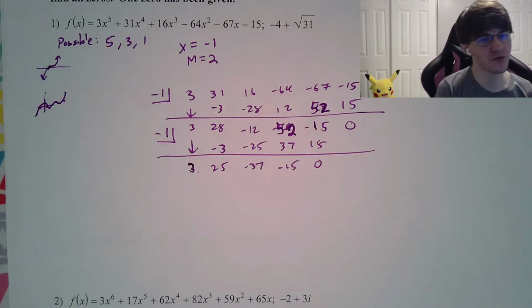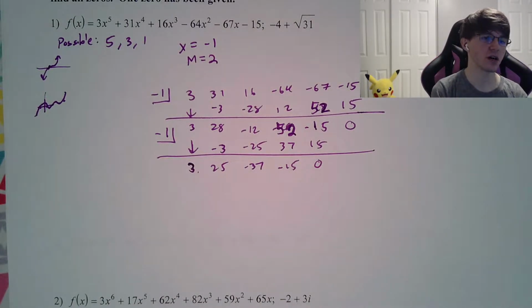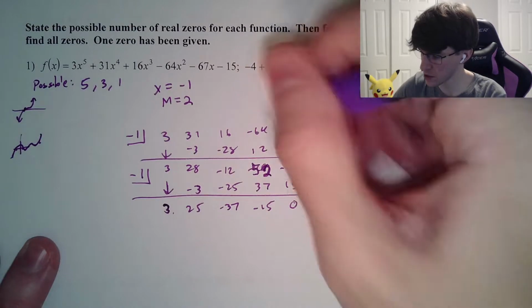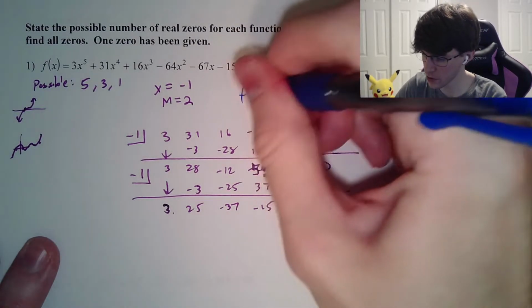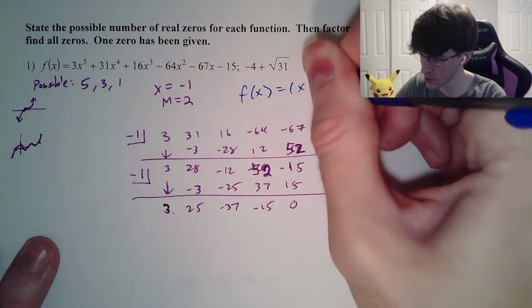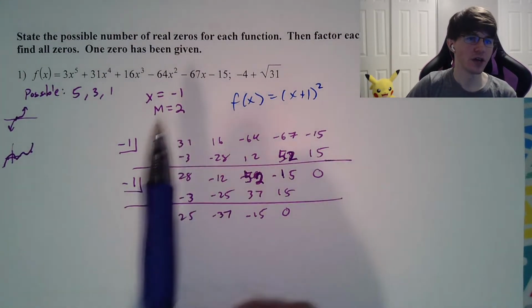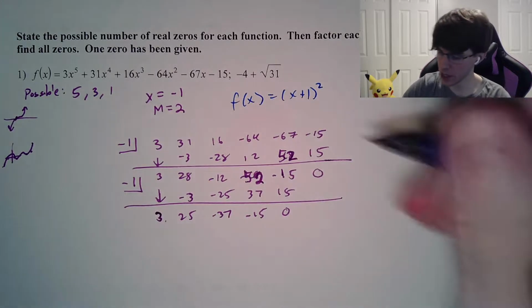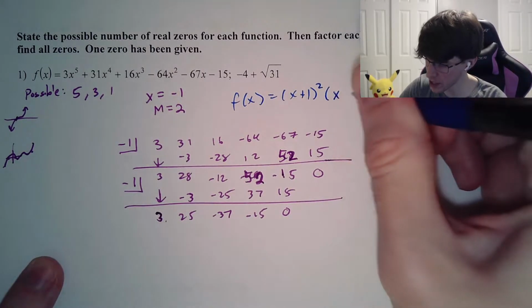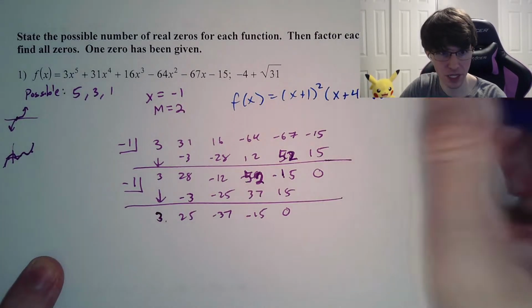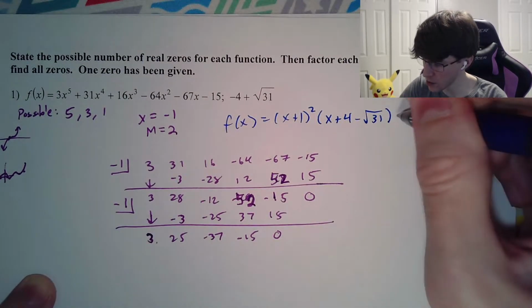And now to finish the rest of this question, we have a couple of different options. We know for sure that part of the factoring, part of our final answer to this problem, which I suppose I will write in blue, our f of x is going to be (x plus 1) quantity squared. However, we also know that -4 plus radical 31 is an answer. So that means (x plus 4 minus radical 31), make sure you switch both those signs, is going to be one of the factors.